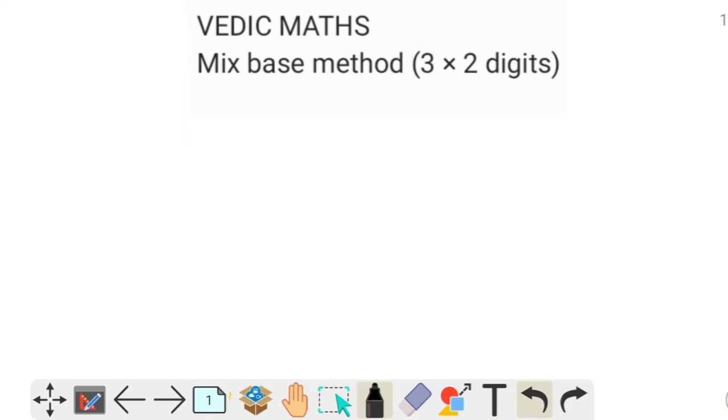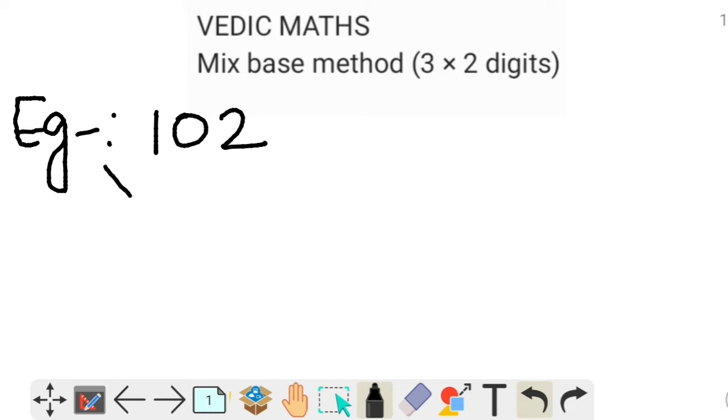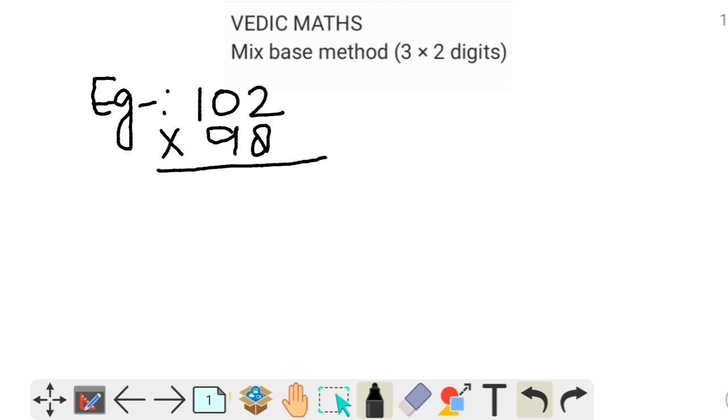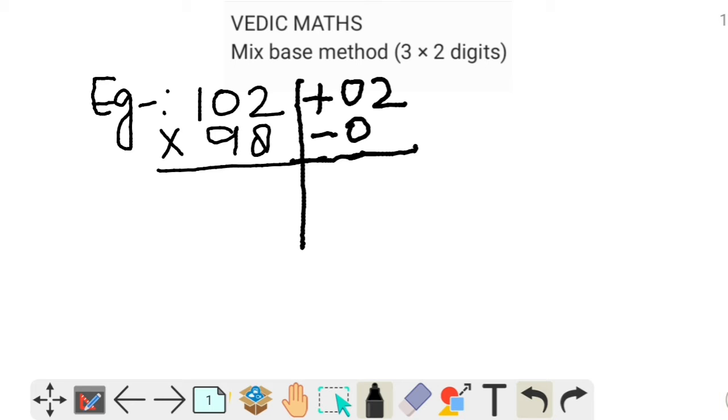Okay, so moving forward to our first example of this method, suppose we have 102 into 98. Now we have to see how many times this number is greater than 100. This is plus 02, and this number is smaller than 100.